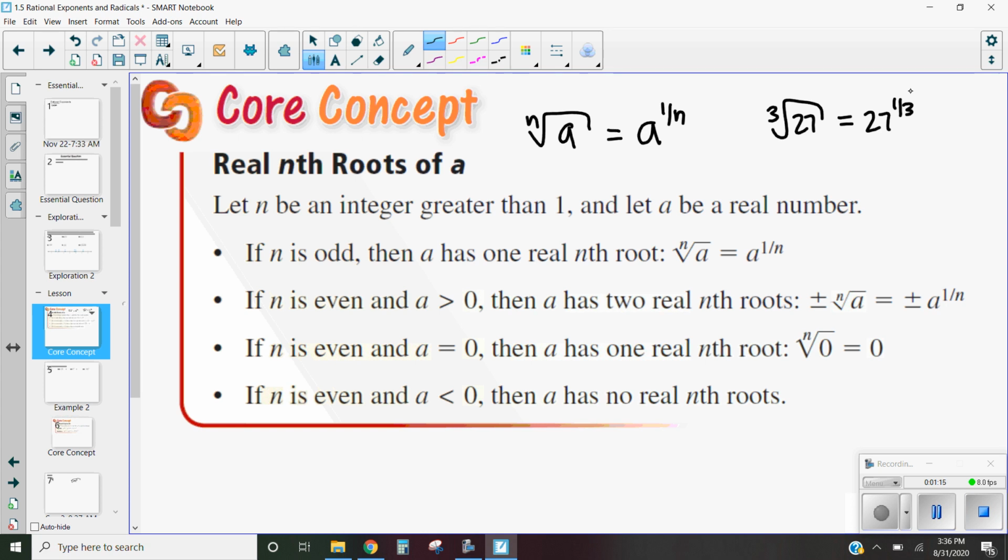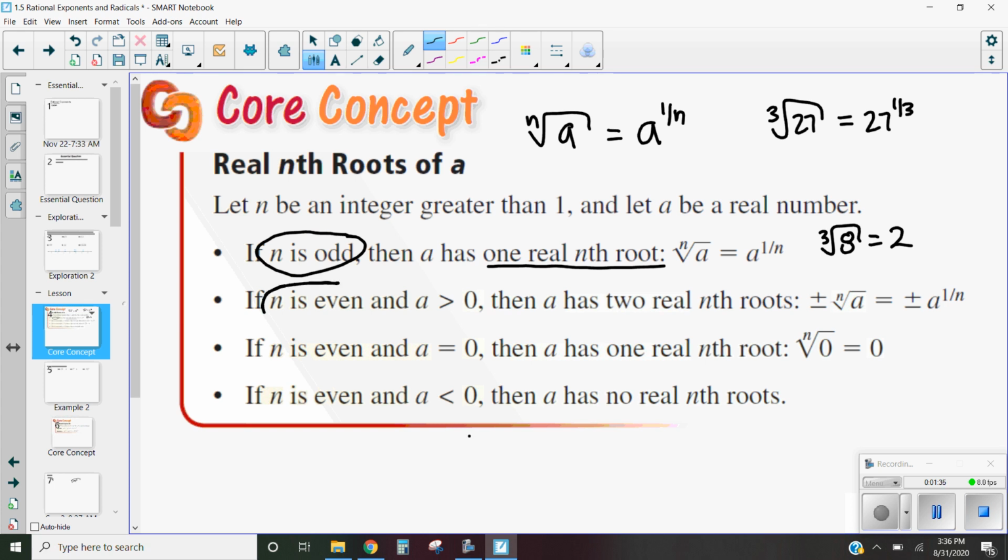Now, when we're talking about the number of solutions or the number of roots with these, it's kind of unique. If our n is an odd number, so 3, 5, 7, 9, there's only going to be one solution with that. So for example, the cubed root of 8 is only going to be 2. It can't be -2, it has to be 2.